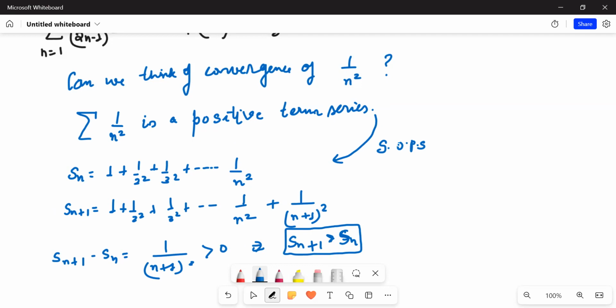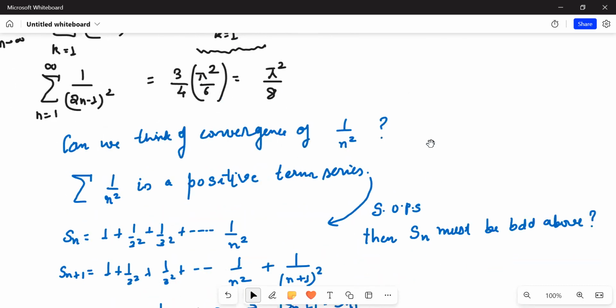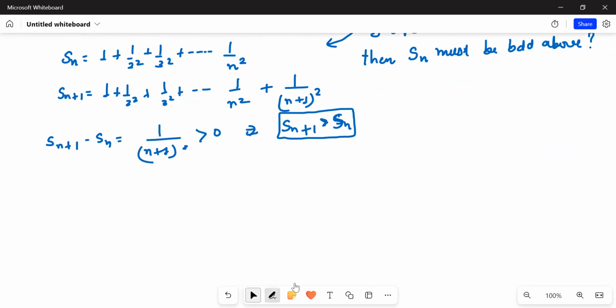If I want to know whether my series is convergent or not, I need to prove that this Sn, the sequence of partial sums, is an increasing sequence. Sn must also be bounded above. So whenever you encounter a positive term series, convergence depends on the sequence of partial sums being bounded above. I'm not going into the proof of how we get the value right now. For an increasing sequence to be convergent, it must be bounded above.